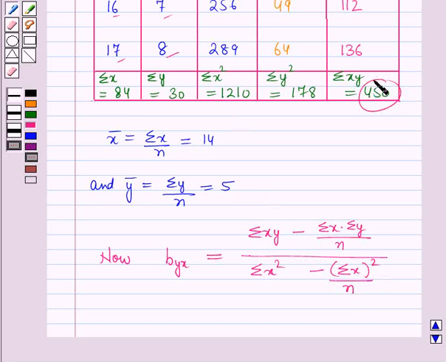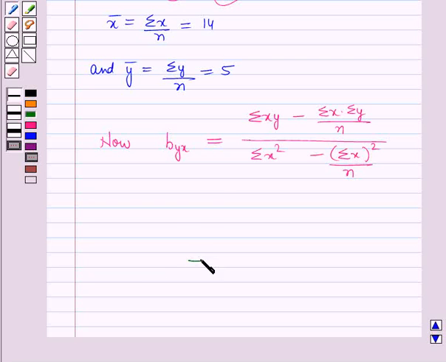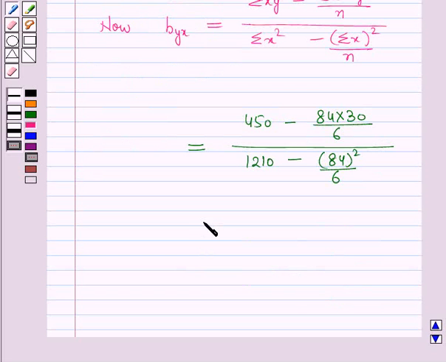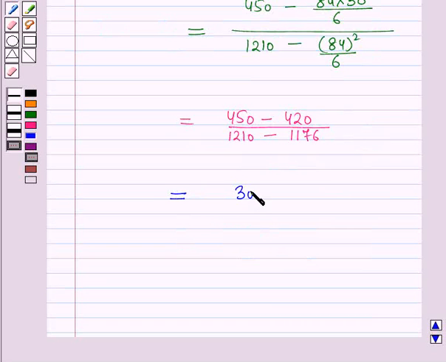Now summation xy is 450, summation x is 84, summation y is 30 and summation x square is 1210. So putting all these values here, this will be equal to 450 minus 84 into 30 over 6 whole upon 1210 minus 84 square over 6. On solving, this is equal to 450 minus 420 whole upon 1210 minus 1176, which is further equal to 30 over 34, which is equal to 15 by 17. Therefore, the regression coefficient byx is equal to 15 by 17.